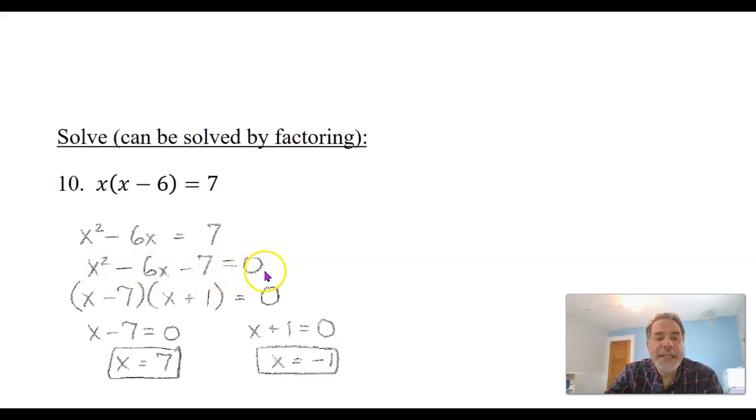Now, once you get to here, this x squared minus 6x minus 7 equals 0, it would also be possible to solve this using the quadratic formula. I think factoring is easier, but the quadratic formula also works. And it's also possible to solve this by completing the square, if you watched my explanation of that.